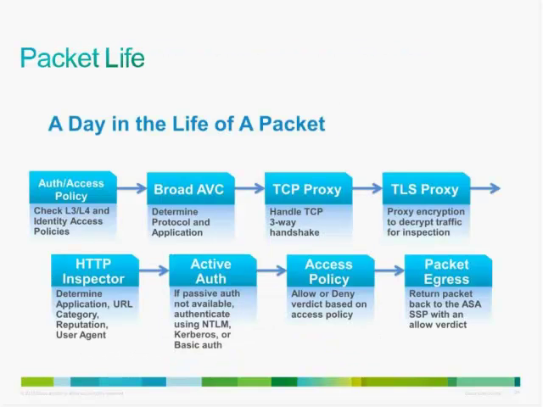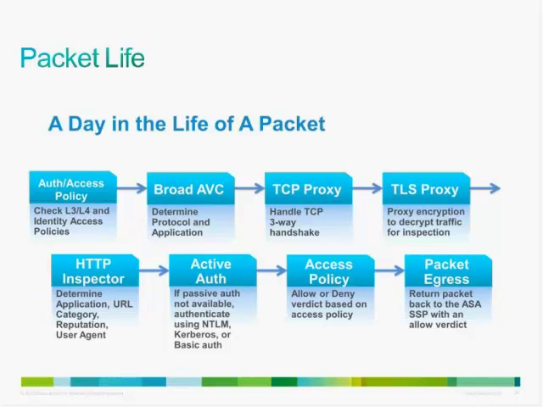Now, looking at what we discussed just now, the flow of the traffic. First, the traffic hits the ASA CX, and then you do a L3, L4 check. You identify the access policies, the layer 3, layer 4 policies. What are we supposed to do with this traffic? Then there's a broad AVC check that determines what is the application or what is the protocol being transferred on that connection. Then the TCP proxy kicks in, and the CX is going to intercept the three-way handshake, the SYN, SYN-ACK, ACK process. The traffic is going to go through the TLS proxy then, and the ASA CX is going to intercept the certificate exchange, and it's going to proxy the encrypted traffic.